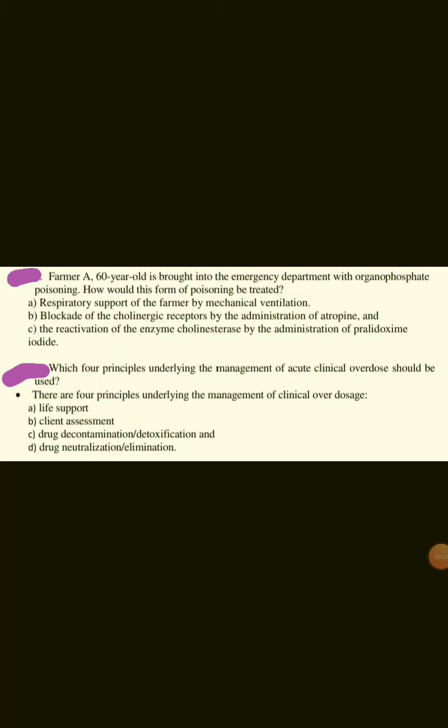A 60-year-old farmer is brought into the emergency department with organophosphate poisoning. How would this form of poisoning be treated? Answer: One is respiratory support of the farmer by mechanical ventilation, blockade of the cholinergic receptor by the administration of atropine, and the activation of the enzyme cholinesterase by the administration of pralidoxime iodide.